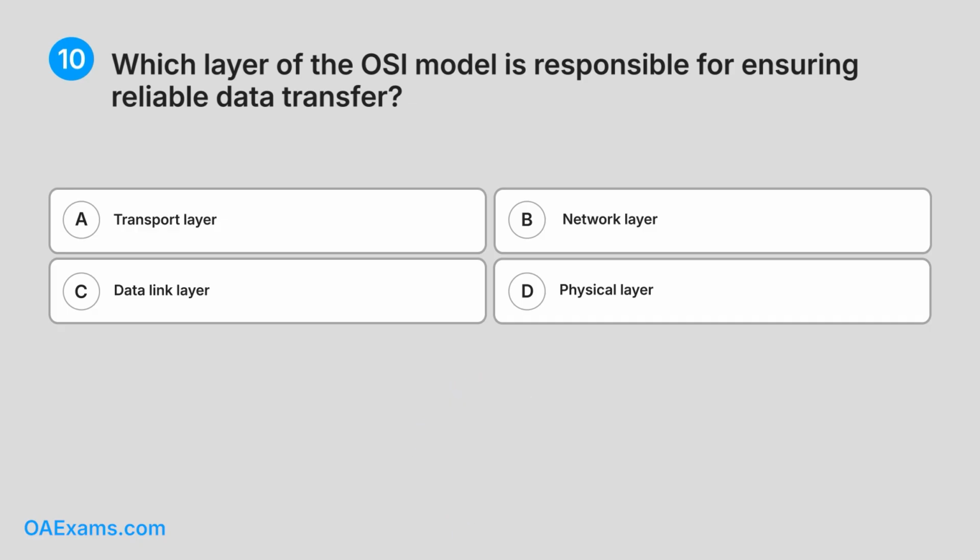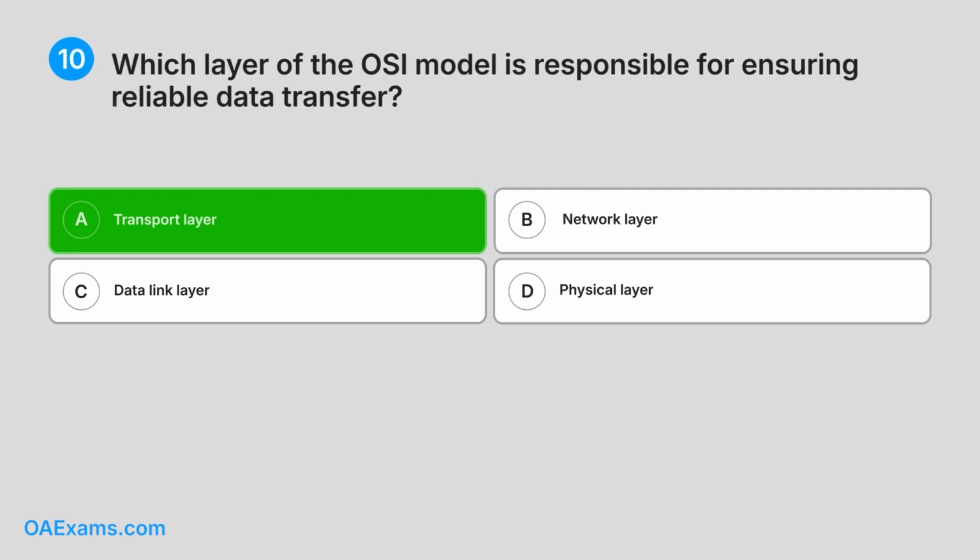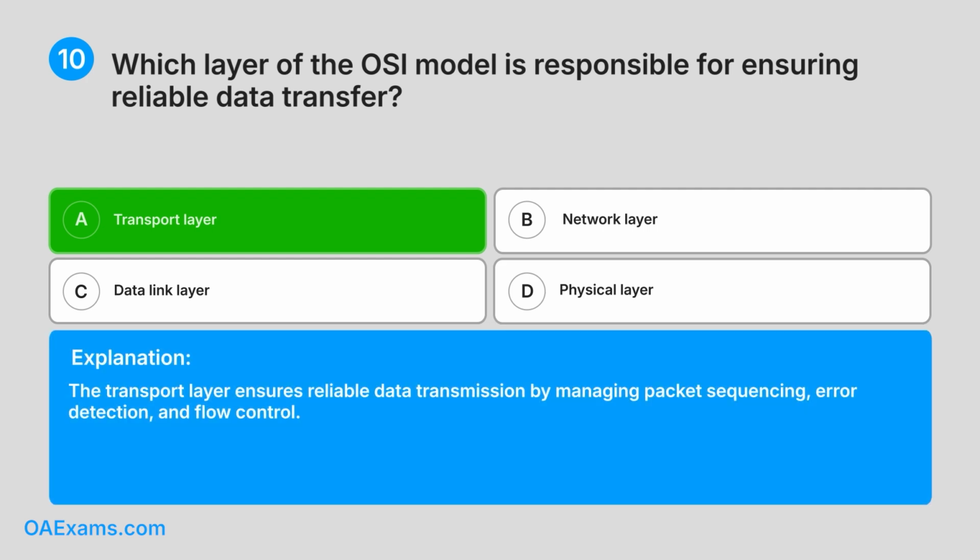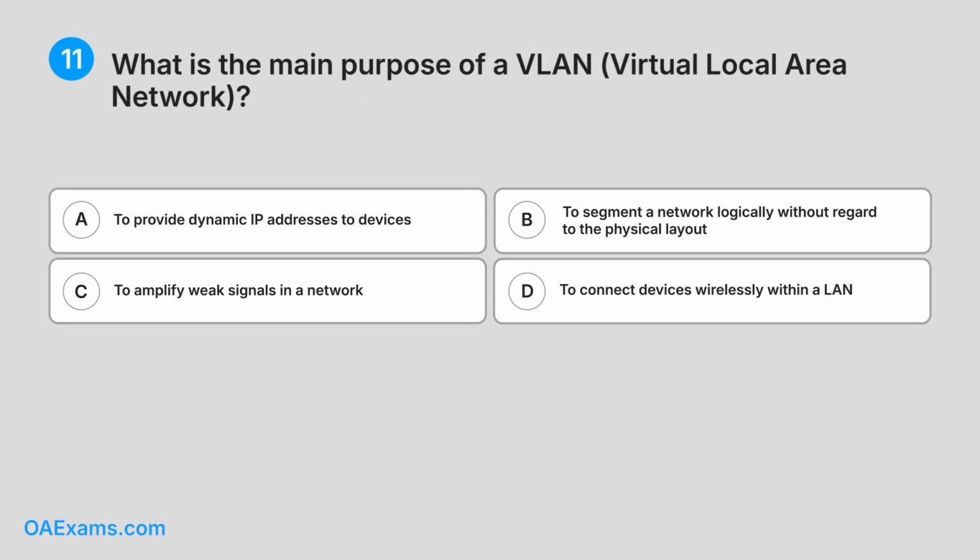Correct answer. A. Transport layer. Explanation. The transport layer ensures reliable data transmission by managing packet sequencing, error detection, and flow control. 11. What is the main purpose of a VLAN, virtual local area network?